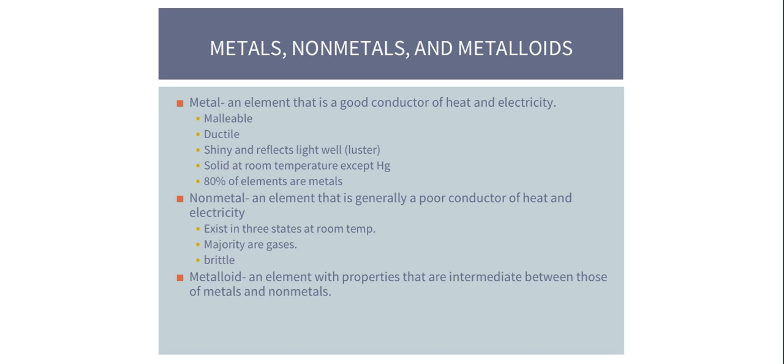A metal is an element that is a good conductor of heat and electricity. So they're really malleable, they're ductile, and I can tell you what these mean in class if you don't remember from when we talked about physical properties. They're shiny and they reflect light well, so they have really nice luster. They are typically solid at room temperature. I mean, they all are solids at room temperature except for mercury, which has a very, very low melting point. 80% of elements are known as metals. And that leaves the other 20% that make up nonmetals and metalloids.